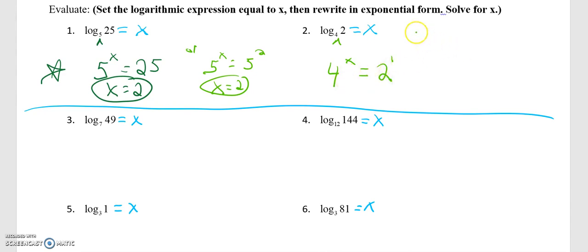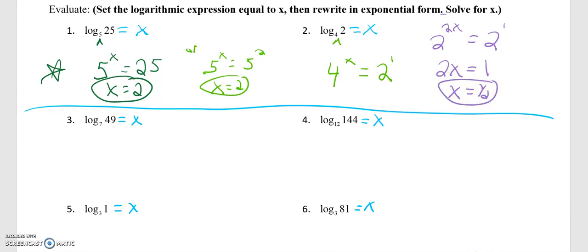What if I rewrite that 4? Let's say I rewrite 4 to become 2 squared. The x is still there, and then on the other side you have 2 to the first power. Now they have the same base, and you can see why we had to do yesterday's notes before today. It's very important that you understand that if the bases are the same, then the exponents will be equal, and therefore you get x equals 1/2.